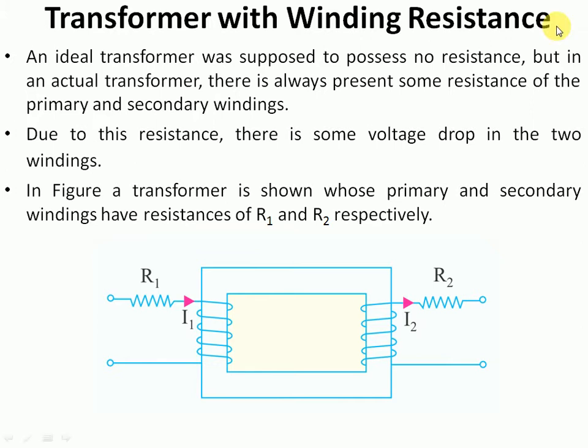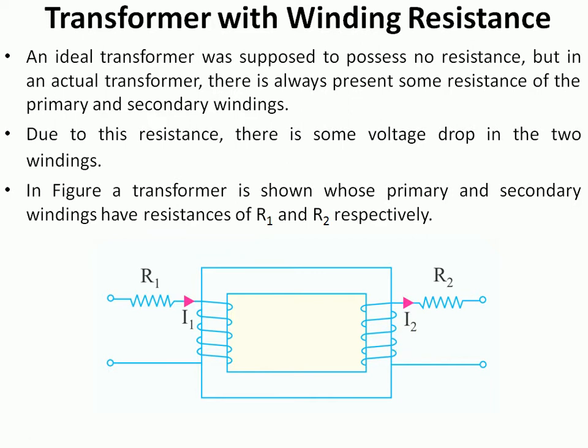As a first step of it, we will consider the transformer with winding resistance alone. So far we have considered ideal transformer. In the case of ideal transformer, we didn't consider the winding resistance as ideal transformer was a lossless one. Now we are considering the case of transformer with winding resistance alone. The winding resistance in primary is indicated as R1 and the winding resistance in secondary is indicated as R2. Definitely due to this winding resistance, there will occur a voltage drop in both these windings. We will see that in detail later.